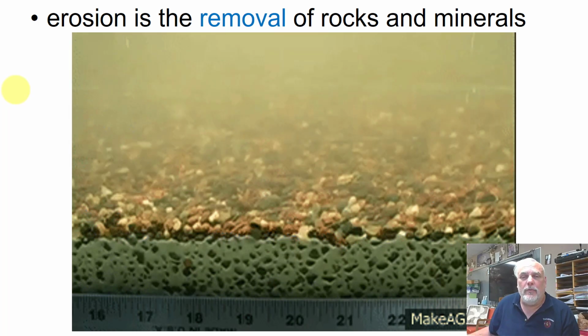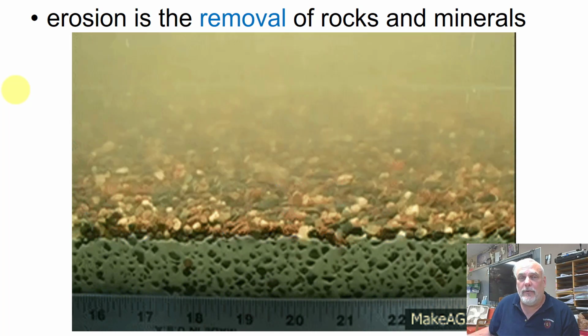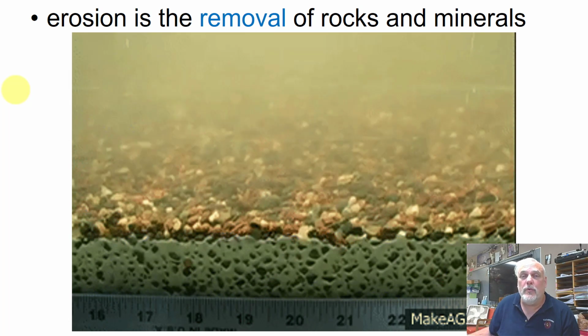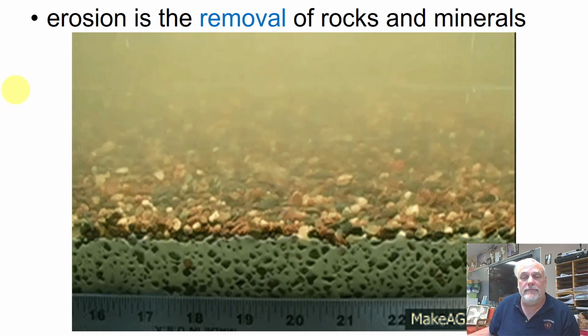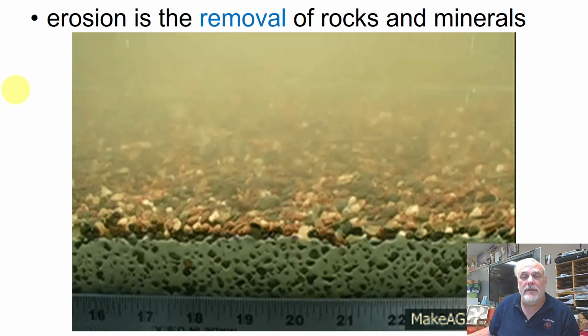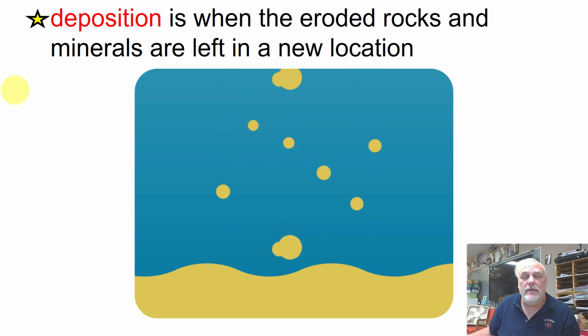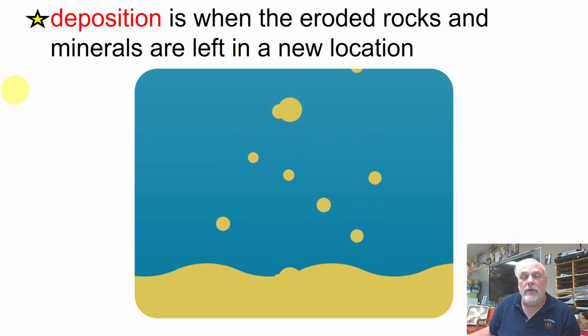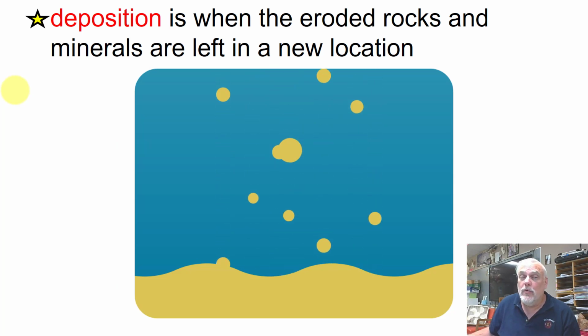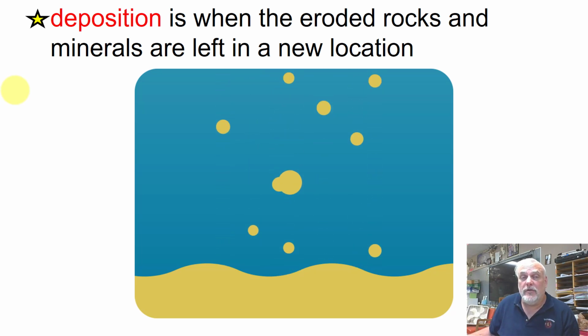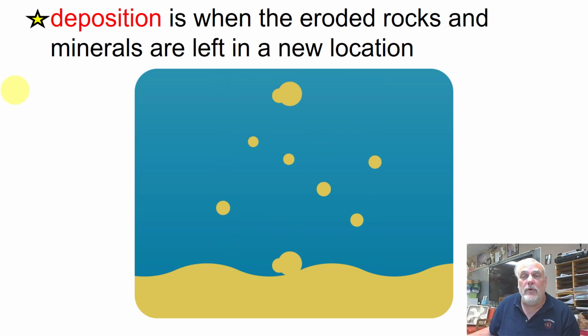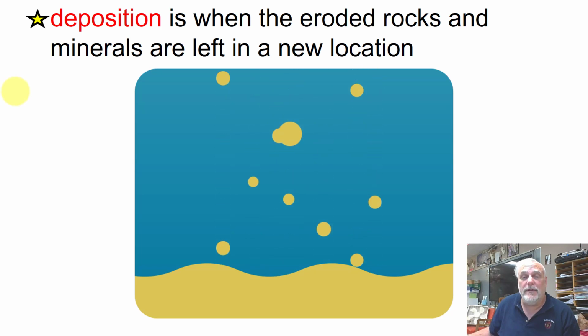And we talked about that weathering is the breaking down of rocks into smaller pieces. Erosion is the removal of rocks. Here we can see this in action. Deposition is when that weathered rock that got moved, that got eroded, finally gets dropped off in a new location. So deposition is when the eroded rocks and minerals are left in a new location.